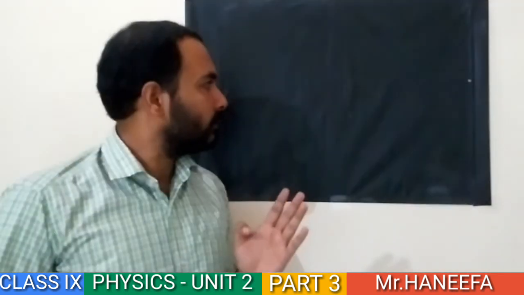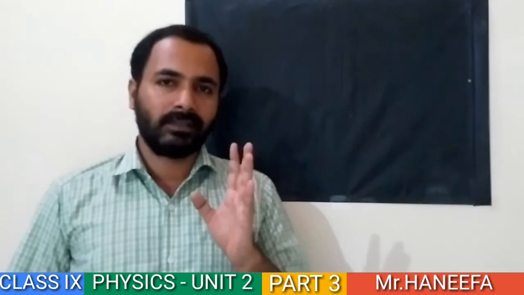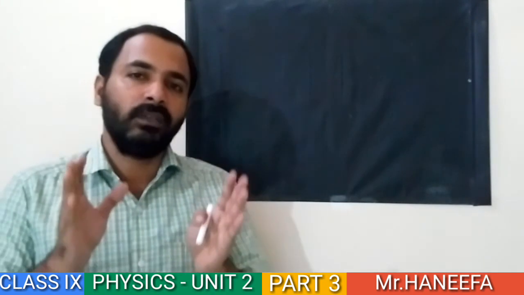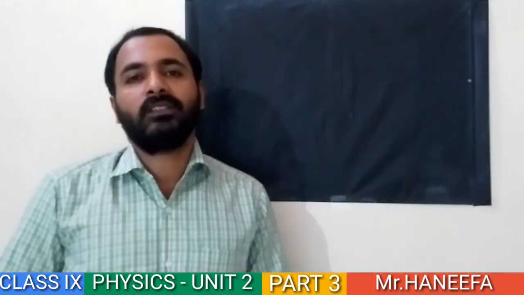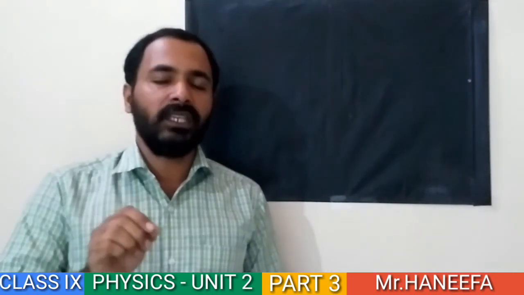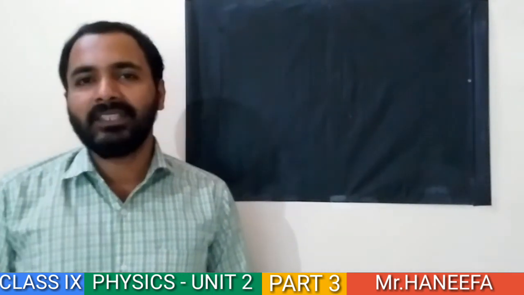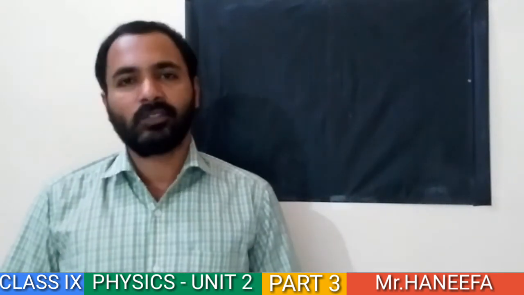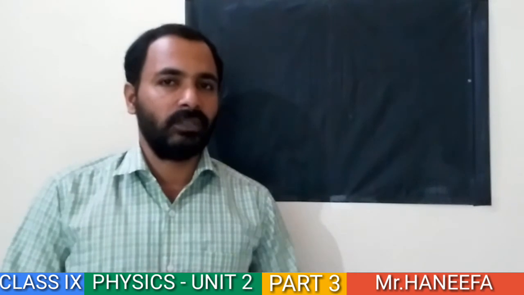So today we discussed some points. The first point is momentum. What is momentum? Momentum is equal to the product of mass and velocity. P equal to mv. What is the unit of momentum? Kilogram meter per second. Okay, momentum: initial momentum mu, final momentum mv.